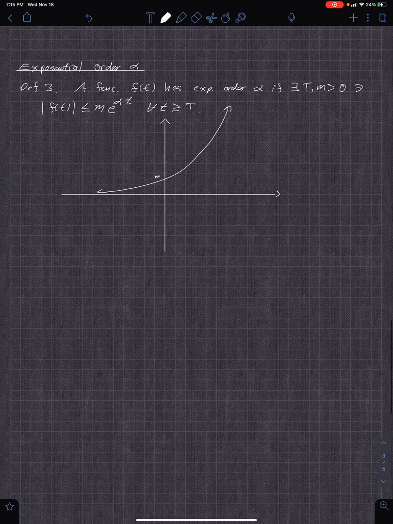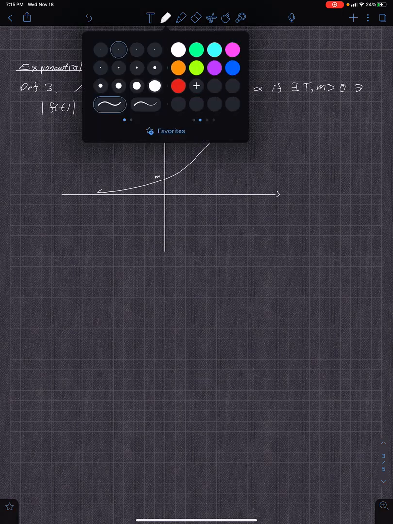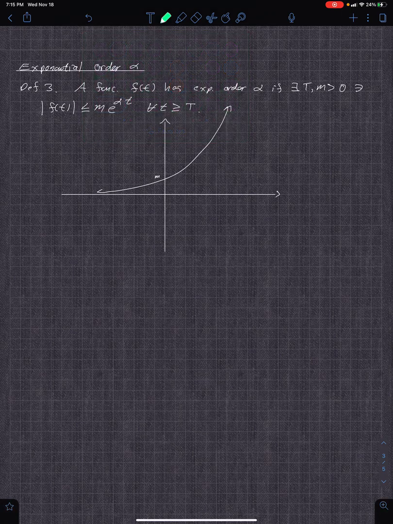And so your graph could do other stuff. It could do something like this. But eventually it's less than your exponential. So in here, it's growing fast. Maybe it won't be negative, but that's okay. It's not a very good picture because it's supposed to be positive, but you get what I mean. Well, I guess I can move this thing. Let's move this over. There we go. Now we're better.